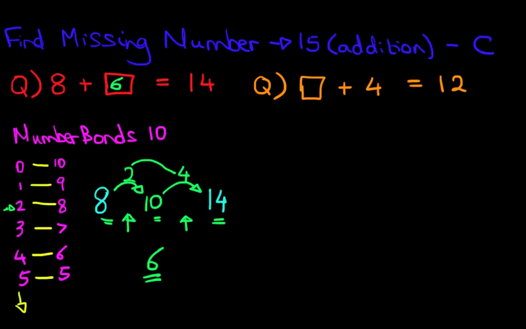So the first stage is, what number are we looking at? We've got 4 to begin with, and we have to finish at 12. Now what we're going to do, the same way we did the first one, is go from 4 to 10, and then from 10 to 12. So what number added to 4 gives us 10? Well, we know that from our number bonds. It is 6.